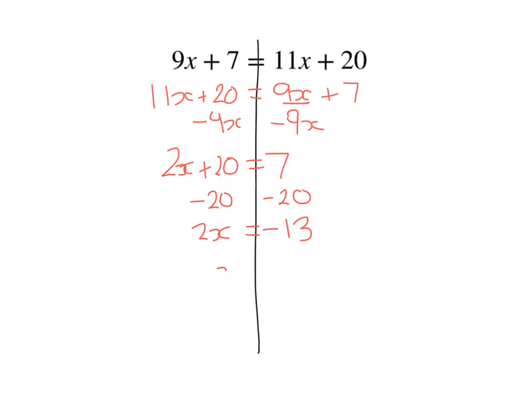And I want to know what x is, so I need to divide both sides by 2, because at the moment I've got 2 times x. I need to do the opposite, which is divide by 2. I can leave my answer as minus 13 over 2. Fractions are division, minus 13 divided by 2 is the same as minus 13 over 2. x is minus 13 over 2.